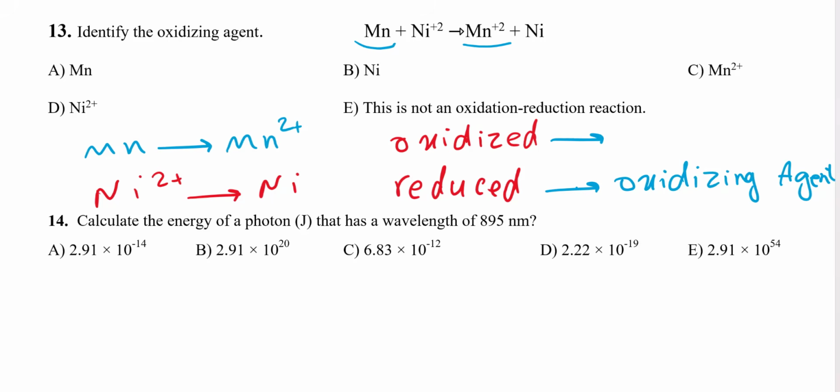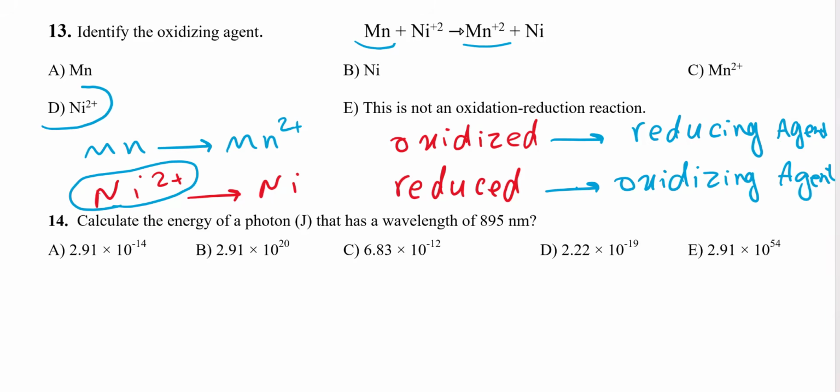And when it's oxidized, it is a reducing agent. So this question asks about the oxidizing agent. So nickel cation is an oxidizing agent. So the answer is D.